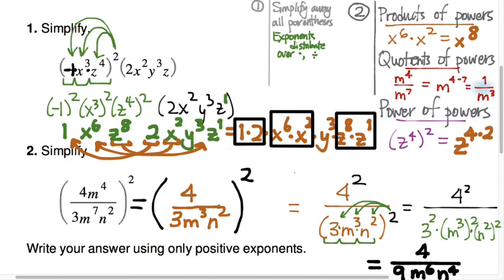1 times 2 is going to give me 2. X to the 6 times x to the 2 is going to give me how many x's? Right. Products of powers. I multiply the powers, and therefore I add the exponents. That gives me x to the 8th. My y to the power 3 doesn't have a dance partner, so it goes home alone, whatever, y to the 3rd. And then how many z's do we end up with? 9. Again, adding the exponents because we're multiplying the powers. And then we're done.